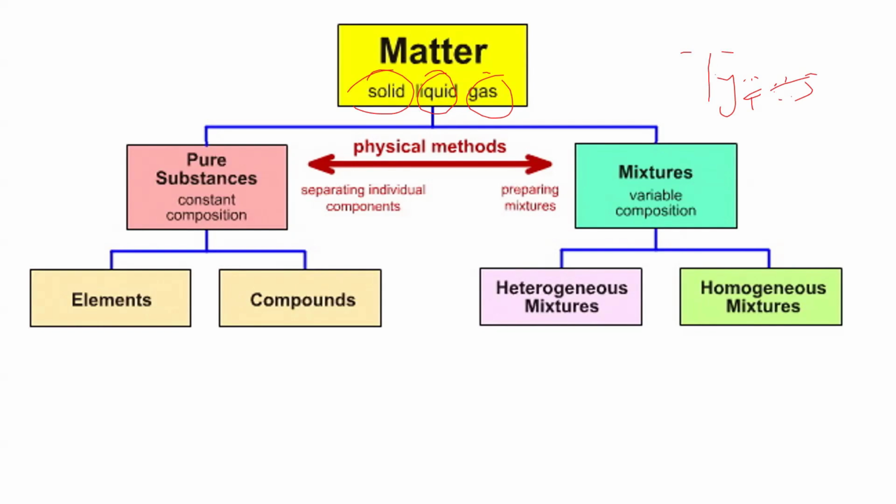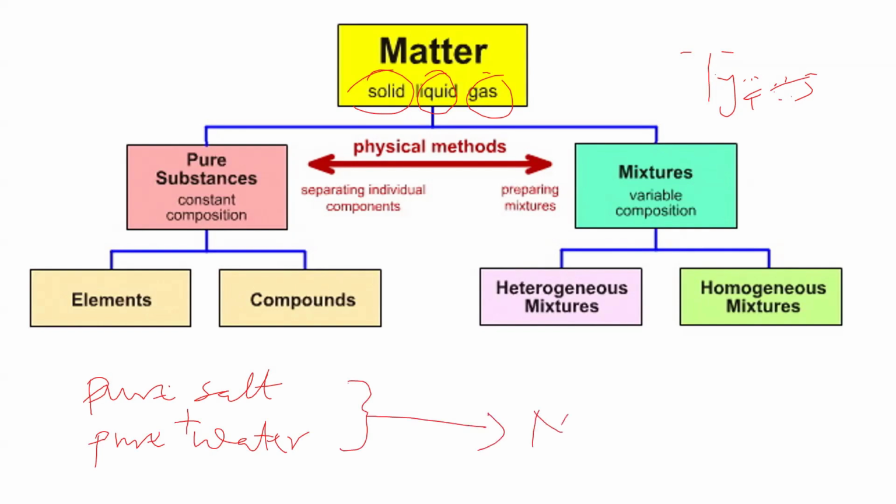For example, if you have pure substances and you combine them together, they will give you what you call a mixture through a physical method. Like for example, you can have pure salt, you can have pure water, but when you mix these two things together, they will give us a mixture.